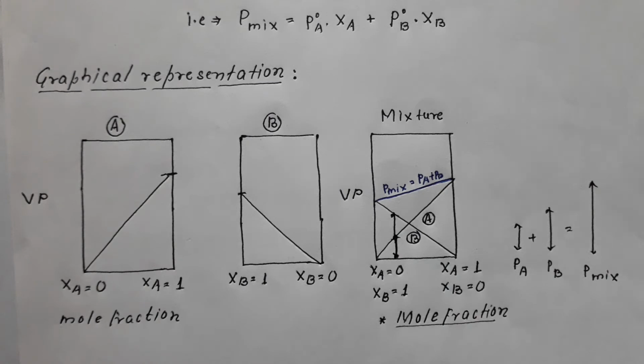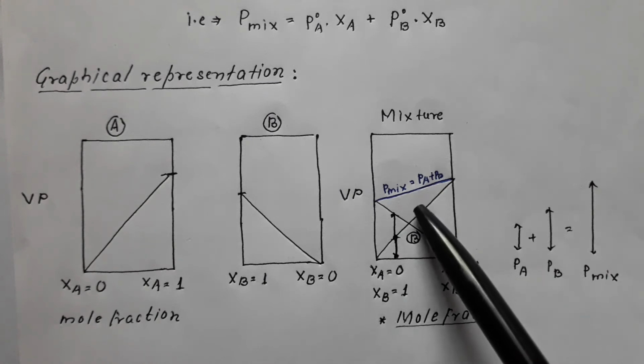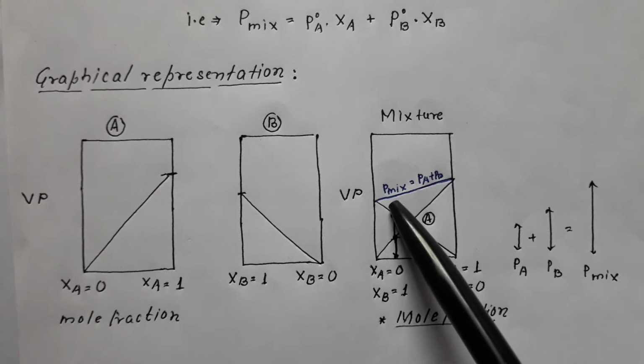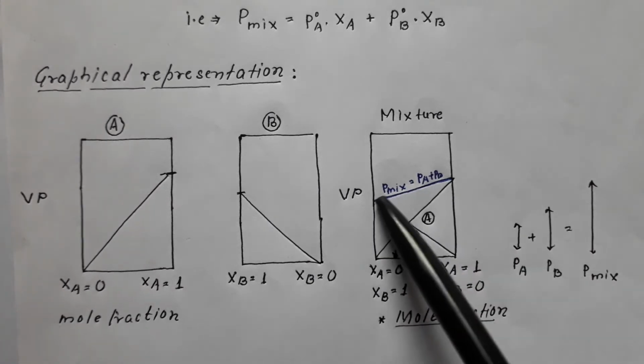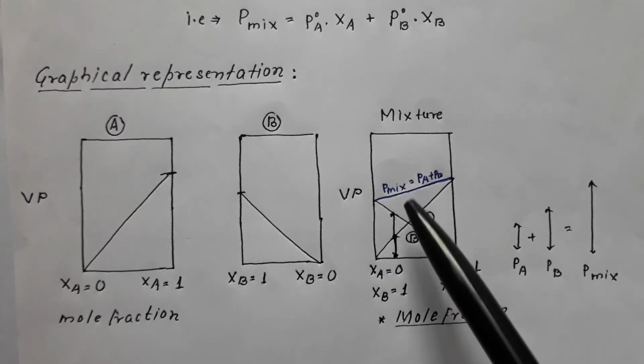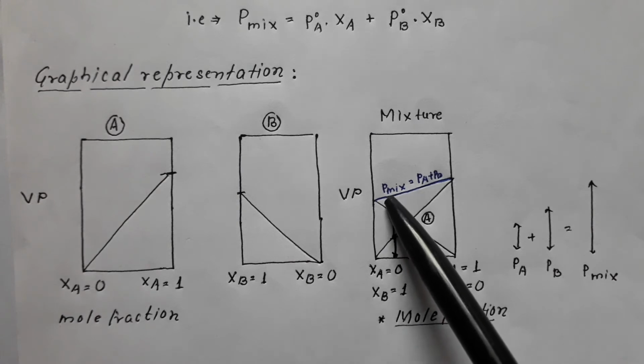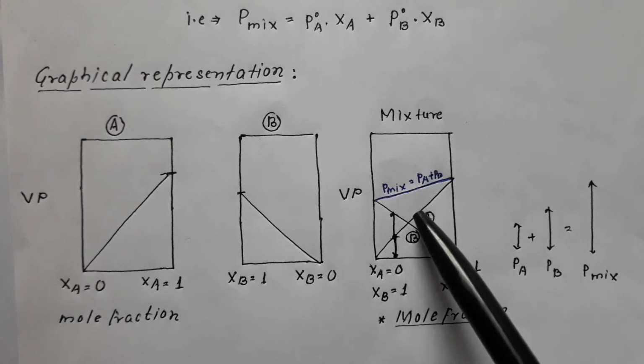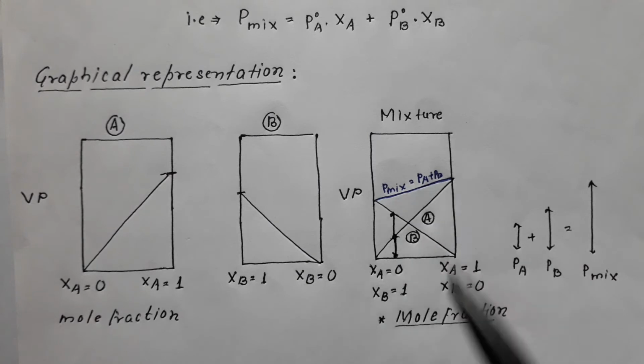But Raoult says that if two components are mixed together, then the vapor pressure of the mixture would be the sum of the two vapor pressures. This blue line, the bold line, represents the vapor pressure of the mixture. So Raoult says that the vapor pressure of the mixture is the sum of the vapor pressures of the two components.